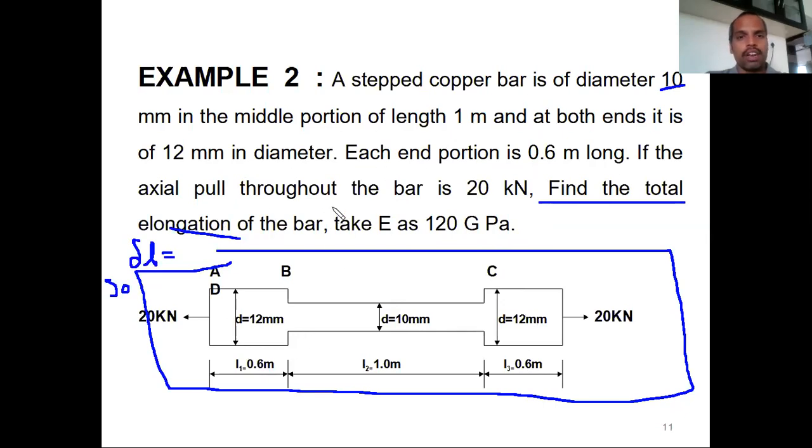Right, the axial pull throughout the bar is 20 kN, so the load is the same for all the sections. In some problems the load may be different. This may be subjected to a different load, and this may be subjected to a different load. That also we are going to solve later on.